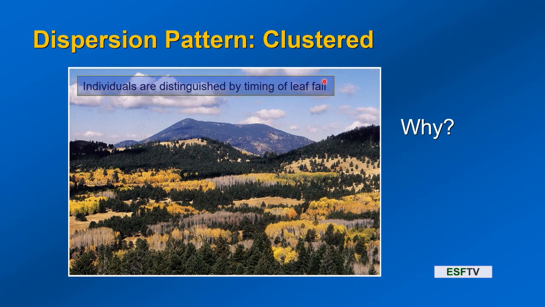It's the dispersion of individuals on the landscape. But I'll show you a better example in a minute. Okay, so let's go ahead and move on to a better example. Here's a cluster distribution of aspen. I believe this is in the Rocky Mountains. And individuals are distinguished by the timing of their leaf fall, or even the color.